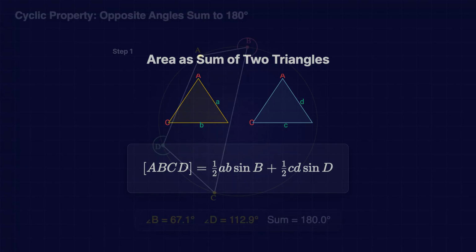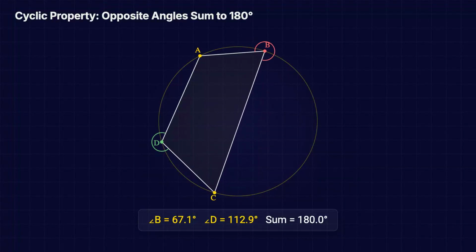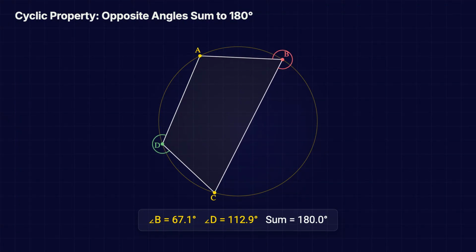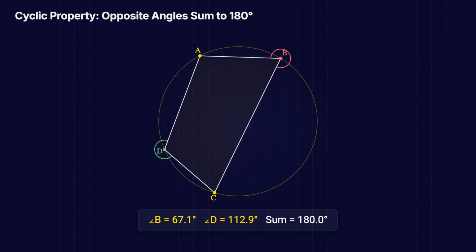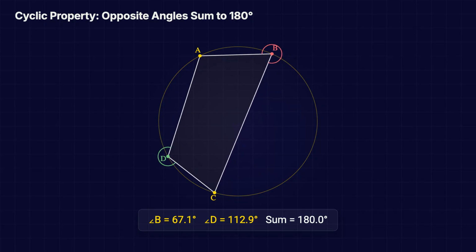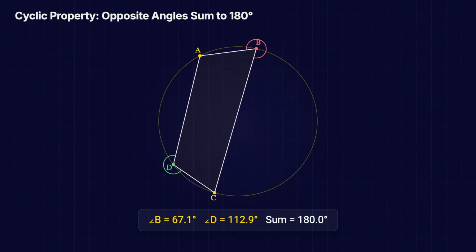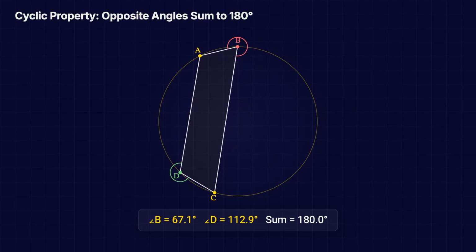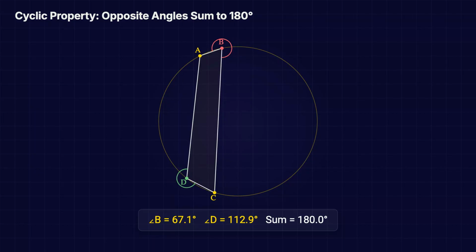Now, here is the crucial, almost magical property of a cyclic quadrilateral. The opposite angles always add up to exactly 180 degrees. Because of this, the sine of angle D is exactly equal to the sine of angle B. And remarkably, their cosines are exact opposites.